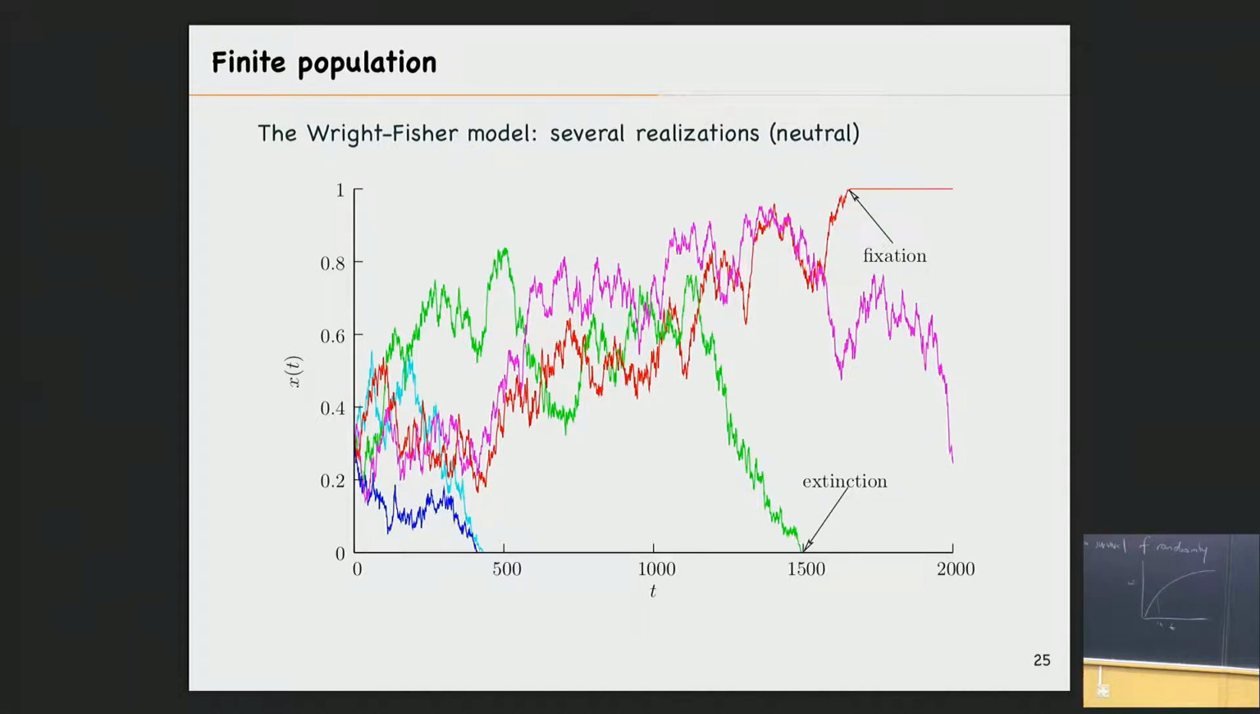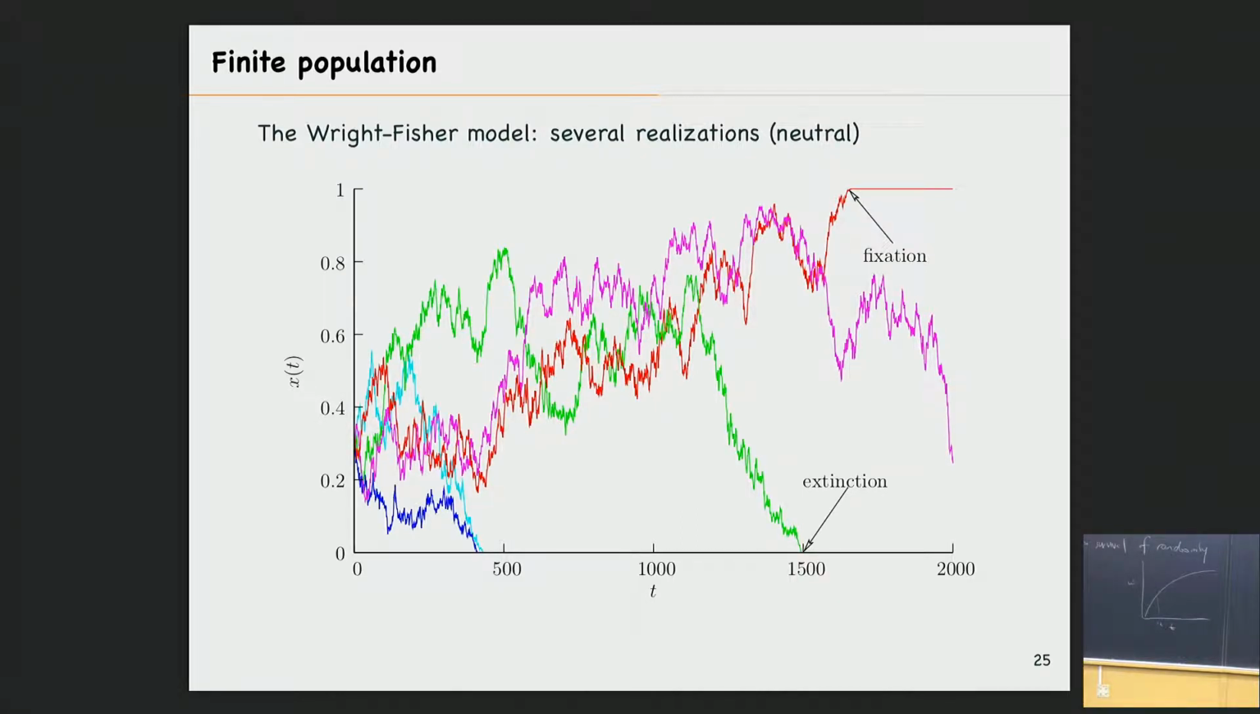Here, you see, they go to extinction. And in this case, they go to fixation. That is, they overwhelm the whole population, and nothing happens after that. And there is only one case here that was undecided after 2,000 generations. So these are several realizations of the same process, and there is no selection effect. It's just random sampling.